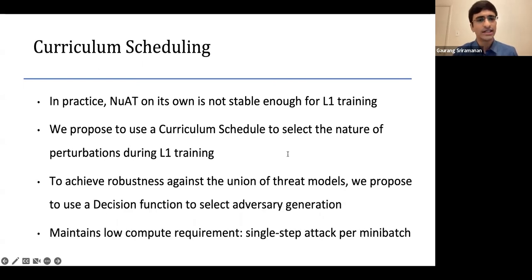To also achieve robustness against a union of threat models, we propose to use a decision function to select the adversary generation. This is in sharp contrast to prior works that use multi-step attacks across different threat models. Using the proposed decision function, we maintain a low compute requirement of just a single step attack per mini batch. In practice, a predefined frequency or probability for choosing these adversaries is good enough, and it doesn't have to dynamically vary over the training procedure.